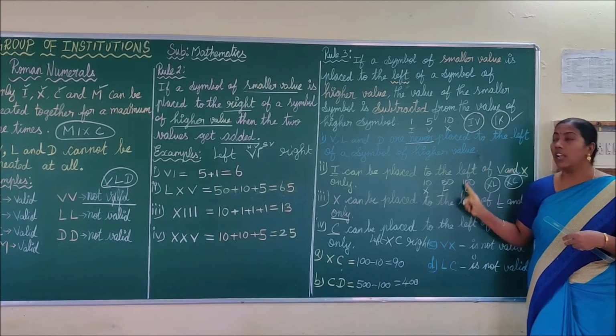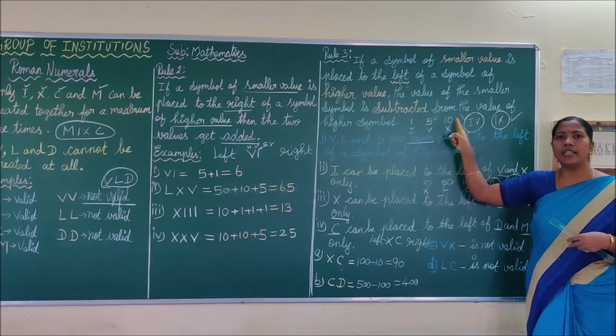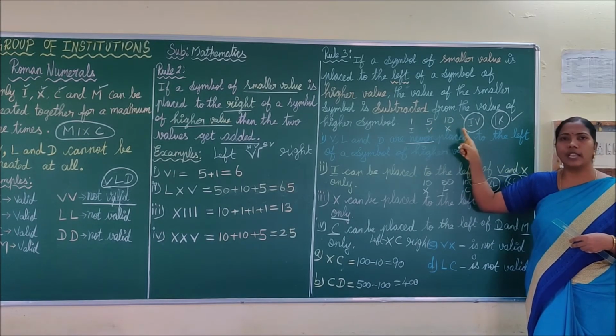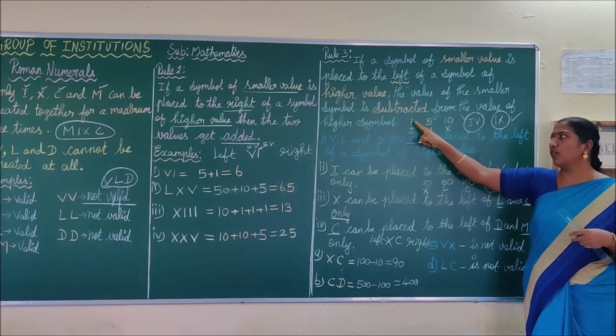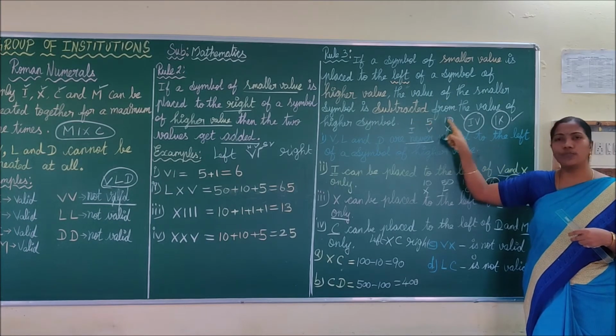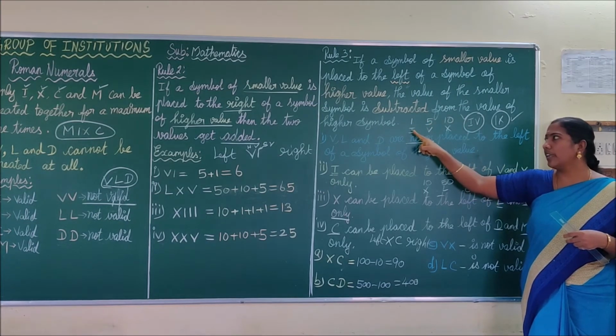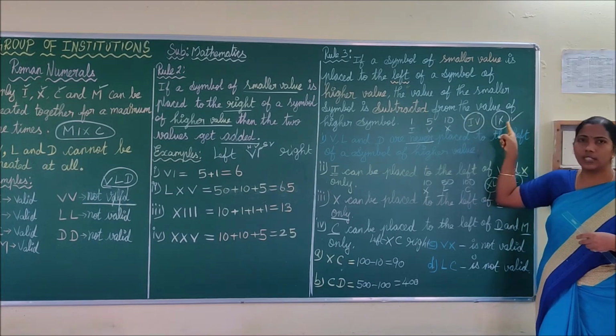Do you understand, children? From these 1, 5, 10, we are writing IV, IX. For this rule, you have to first write I, V, X. Next to that, you have to write IV, IX. You can write I with V as well as I with X. Do you understand this?